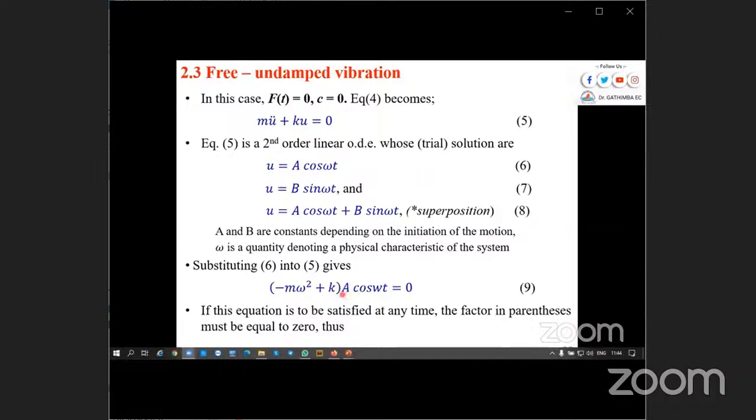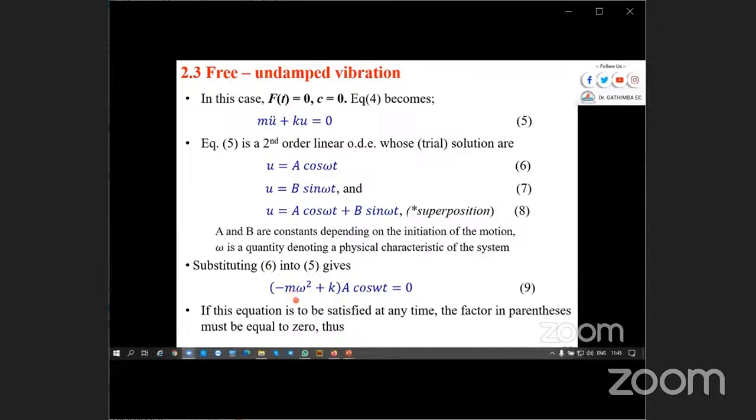But A cos omega t can be 0 at one time, but not at all times, because if it is, then the motion dies. As you can see, this is the sinusoid, the expression for the wave. So for this equation to hold at all times, the factor in parentheses is the one that has to be 0 at all times. So what are we saying?